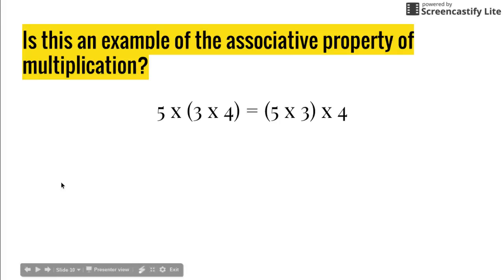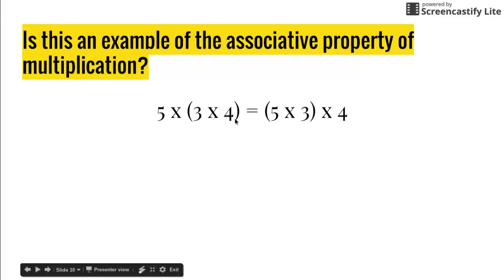Let's look at it. I know that part of my success criteria is that the numbers are written in the same sequential order. So I'm going to check 5, 3, 4, 5, 3, 4. I know that all of the operations must be multiplication. Yes, and yes. And I know that there must be a shift in parentheses. So because of that, I know that this is an example of the associative property. Now, I also know that if I were to solve this, and you don't have to solve these, guys, but it does show why it's true.